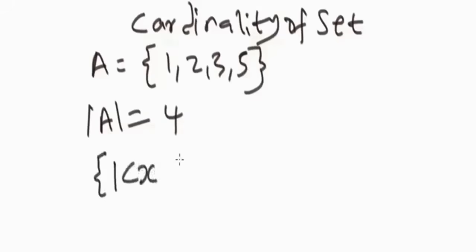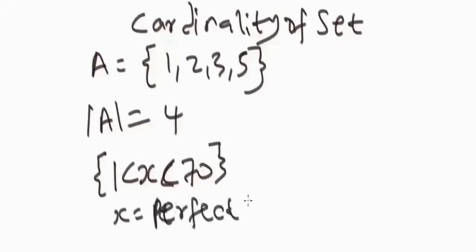This is a question I have here: 1 less than x less than 70. We are asked to find the cardinality of this set where x is a perfect square. So simple, you find how many perfect squares are between 1 and 70.